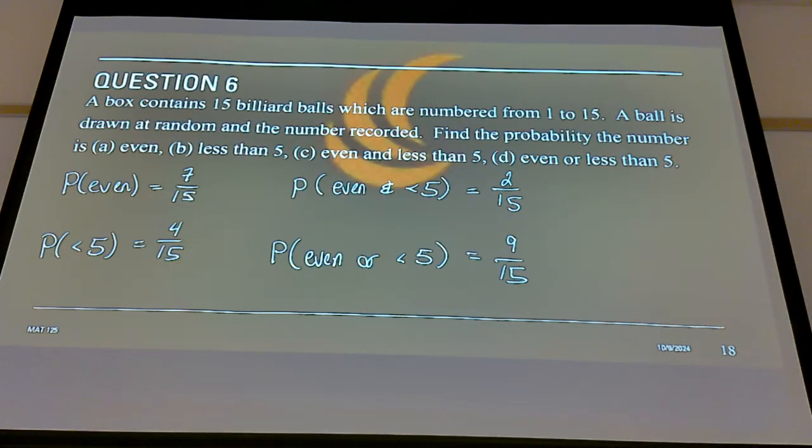You could do the 7 plus the 4, then minus 2. You could count all of the numbers that are less than 5. There's 4 of them. Count all of your even numbers. There are 7. Now remove all of your duplicates. Those are the 2 that are even and less than 5.